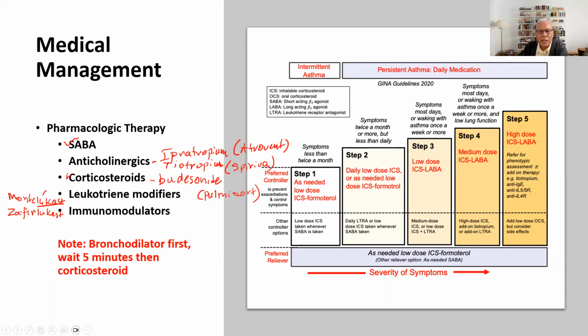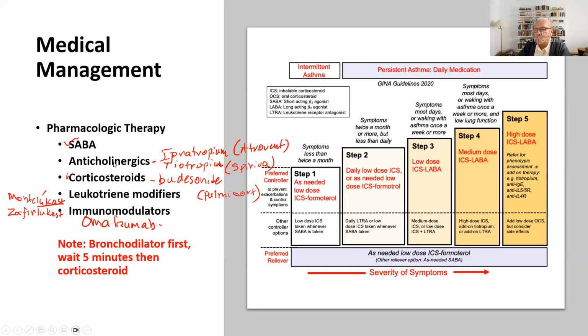And then immunomodulators are those that prevent the binding of IgE to the basophils and the mast cells. An example of that would be omalizumab. And this is usually given as an injection.